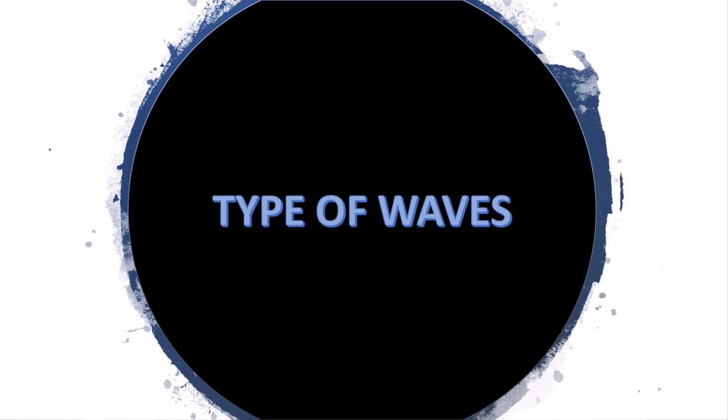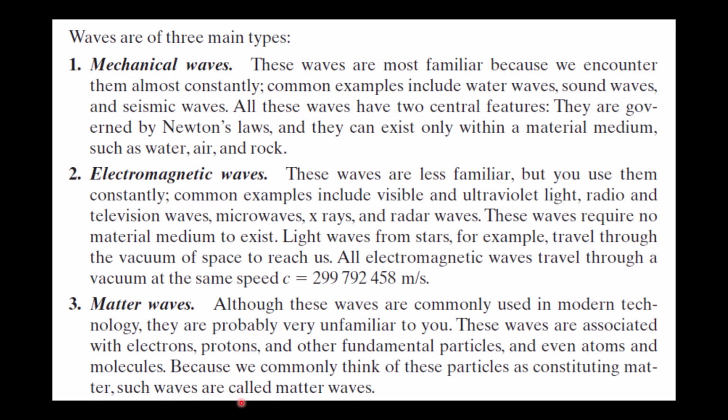Types of wave. Here we have three main types of wave: mechanical wave, electromagnetic wave, and matter wave. For the mechanical wave, we are most familiar with them because we encounter them almost constantly. The common examples include the water wave, sound wave, and seismic wave. All these waves have two central features. They are governed by Newton's law and they can exist only within a material medium.